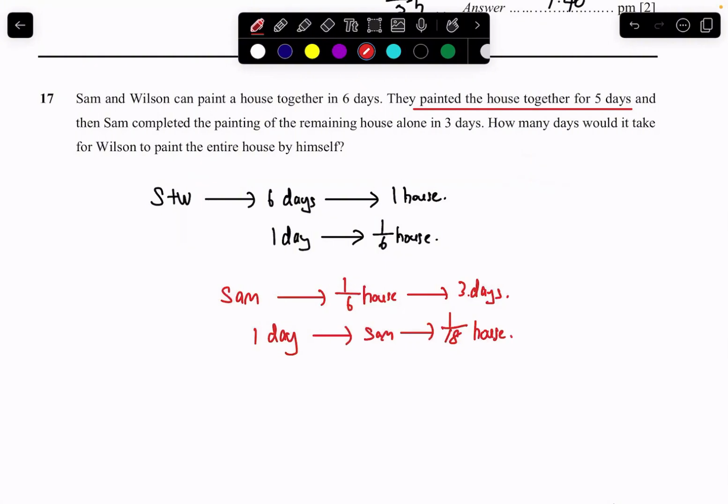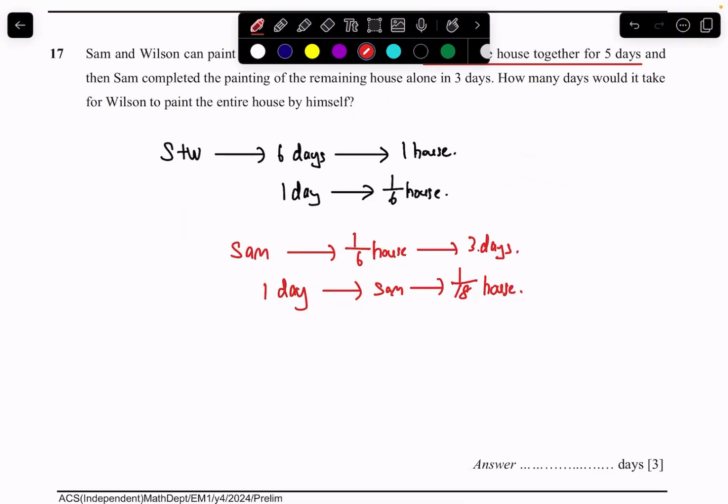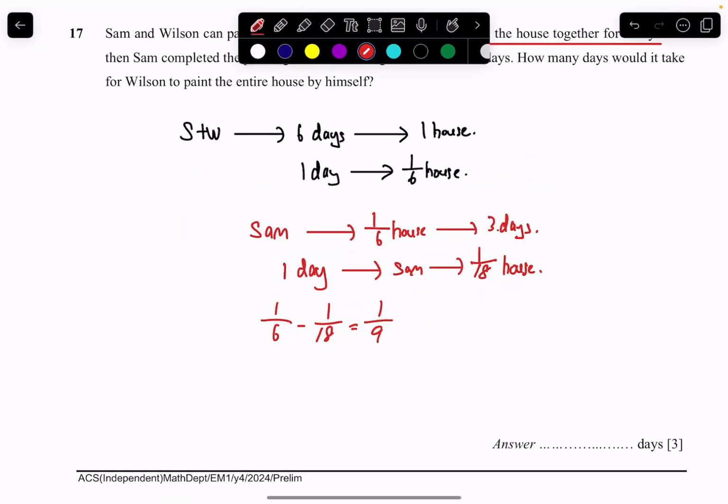Now, remember that Sam and Wilson together can complete 1/6 of the house in one day, but Sam alone is only 1/18 of the house. So 1/6 minus 1/18 is equal to 1/9. That means Wilson, in one day, will paint 1/9 of the house. So how long will Wilson take to paint the house by himself? One day he paints 1/9 of the house, so one house will take him 9 days.